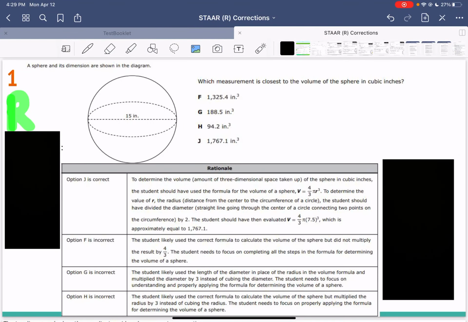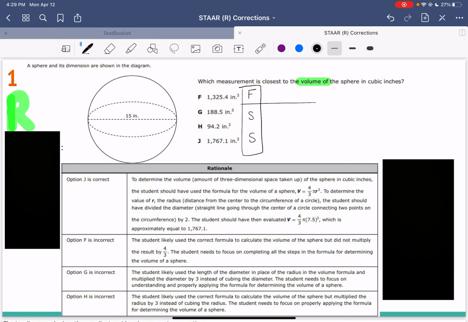Question 1 for the R questions, we have a sphere and its dimensions, and the question is asking which measurement is closest to the volume of the sphere in cubic inches. So whenever I am asked to do a volume question, that's going to immediately take me to my formula chart because I know that all of my needed formulas are there. So I'm going to go ahead and set up my formula, substitute, solve over here.